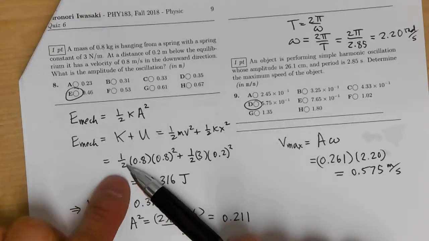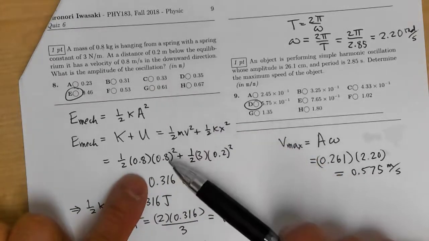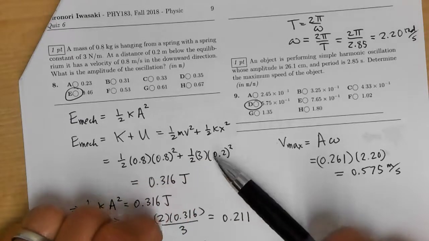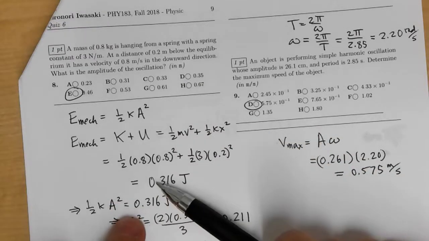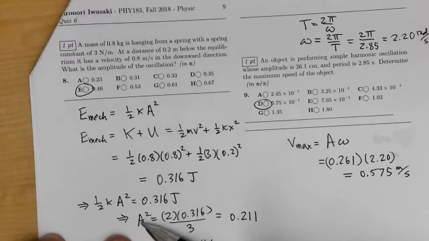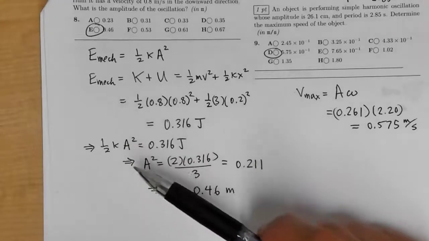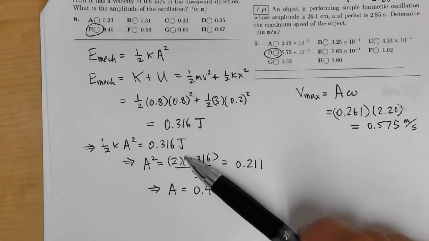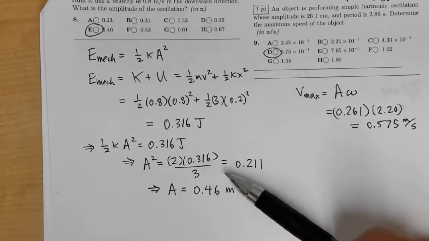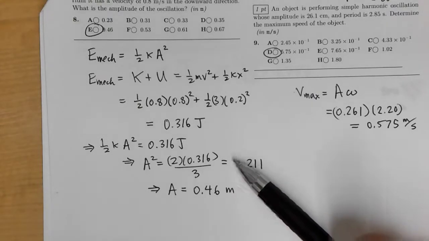So let's plug in the values. 1/2 times 0.8, the mass, times 0.8 also for the velocity squared, plus 1/2 times 3, the spring constant, times 0.2 squared for the displacement. So this comes out to 0.316 joules. So 1/2 kA squared is equal to 0.316 joules. Now we know the spring constant is 3, and so we can solve for A squared, which is equal to 0.316 times 2 to get rid of the 1/2, divided by the spring constant, which is 3. That comes out to 0.211, so the amplitude is 0.46 meters by taking the square root.